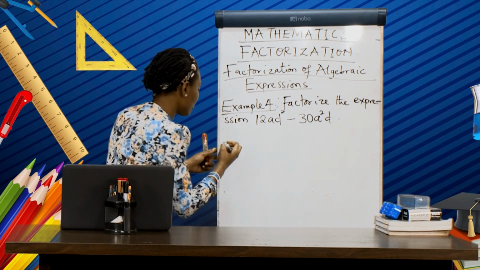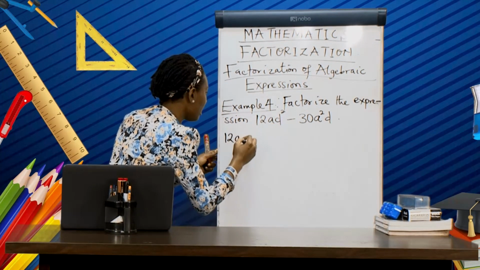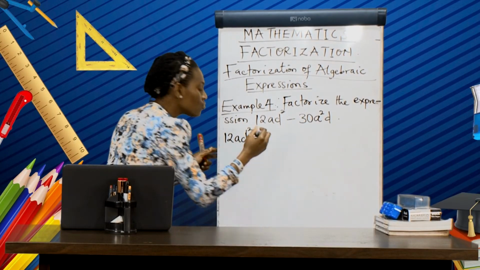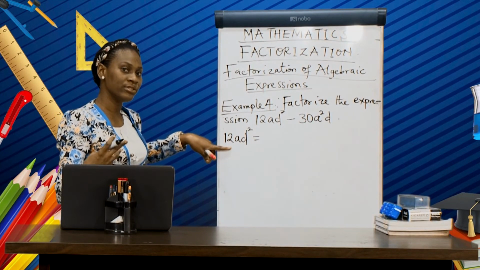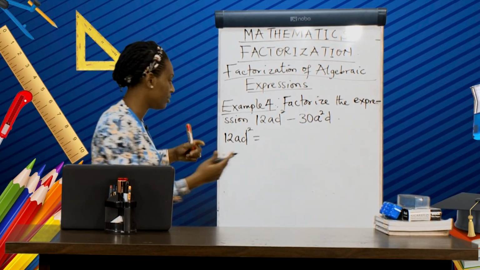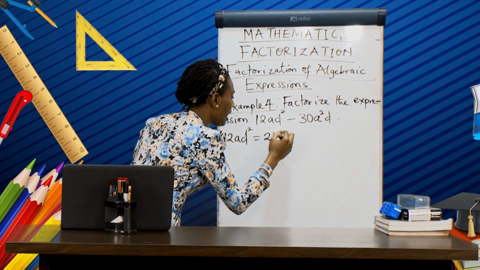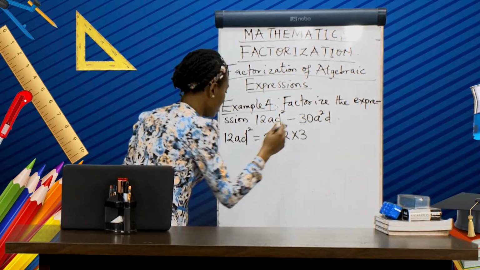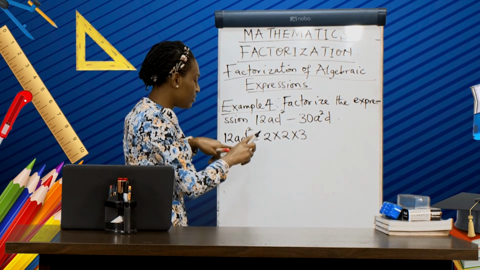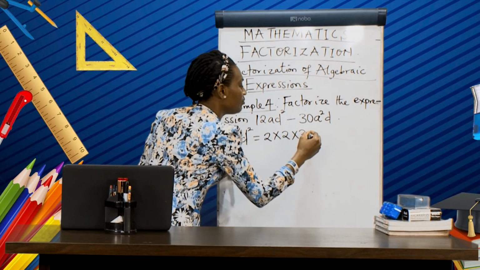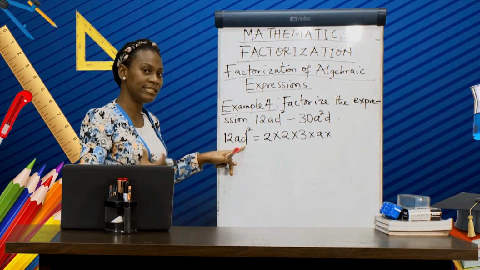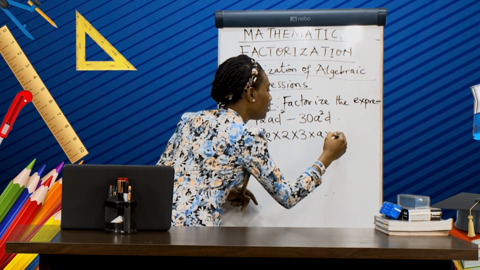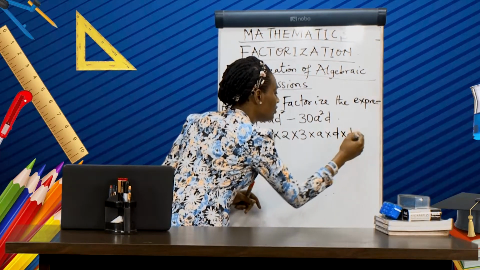So let's solve. We have 12ad squared. You break down the 12 first. 12 is 2 times 2 times 3. So we have 2 times 2 times 3. Then we'll break down ad squared. Ad squared is simply a times, then d squared means d times d. So we'll break d squared into d times d.